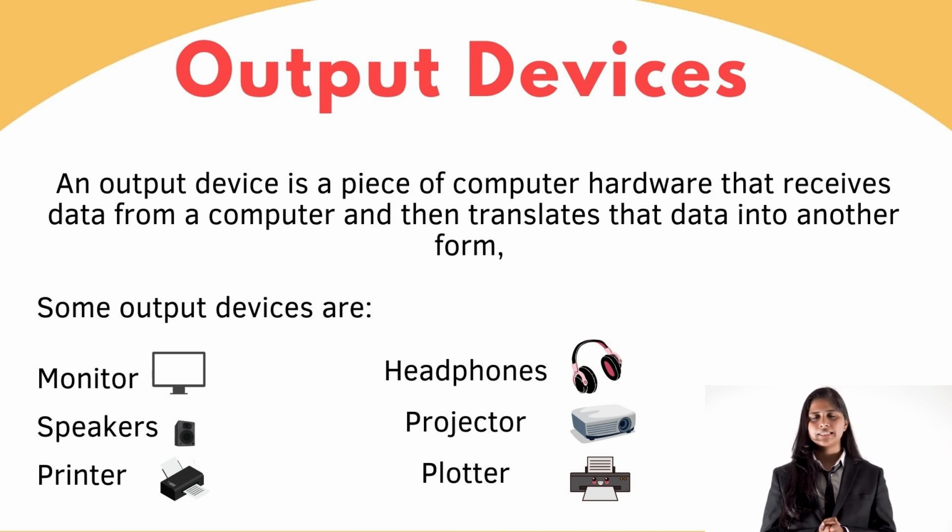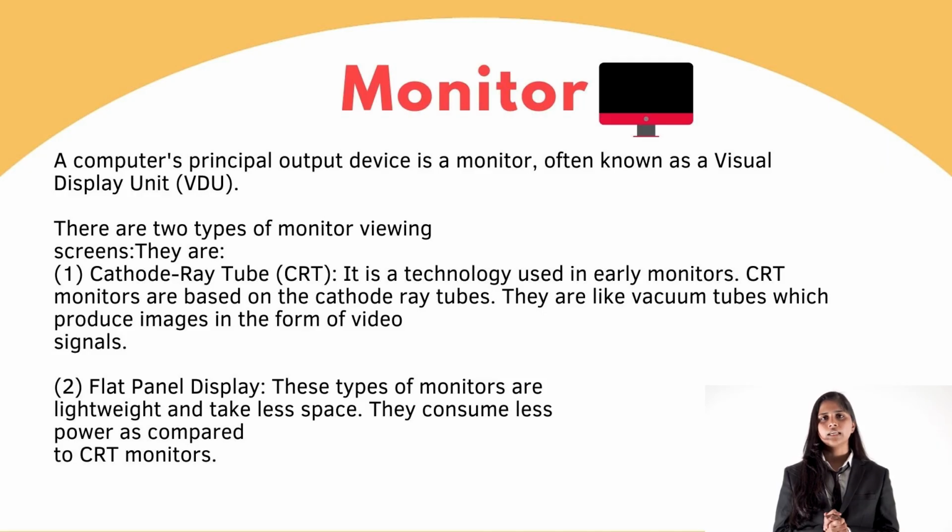So first we will see the basic definition of an output device. An output device is a piece of computer hardware that receives data from a computer and then translates that data into another form. So we will see some examples of output devices. They are monitor, speakers, printers, headphones, projectors and plotter. Now we will see them in a brief description. So first of all we will see about a monitor. A computer's principal output device is a monitor, often known as a visual display unit.